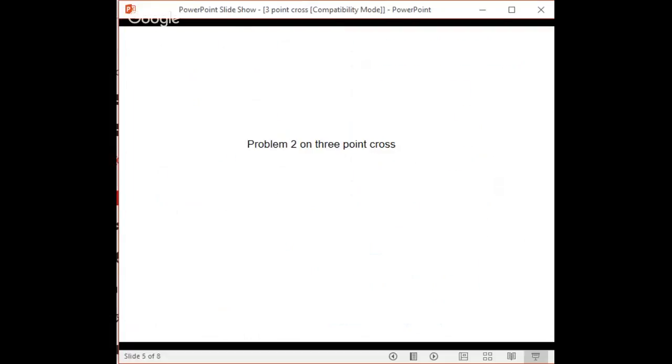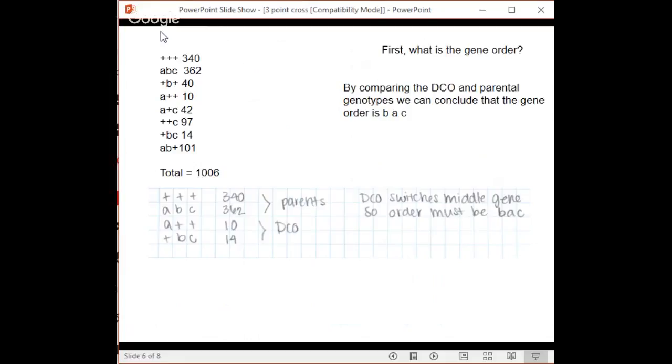So problem number 2 here, we are given the data, total number of 1,006. Just finding the gene order is very simple. Figure out who your parents are, which are going to occur in the most frequent. So these top 2 right here. Find your double crossovers, which would be this guy right here and this one right here. And we know double crossovers effectively switch the middle gene. So we know the order must be B, A, C from these figures.